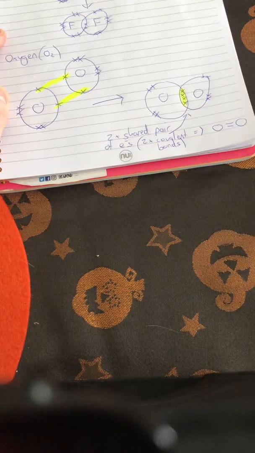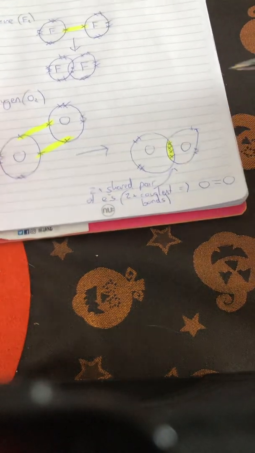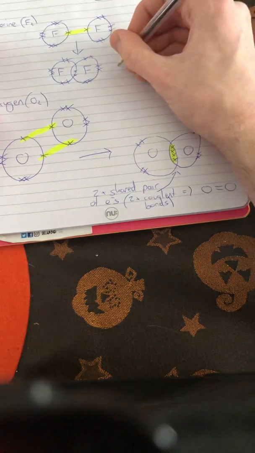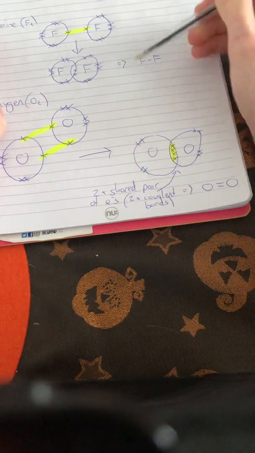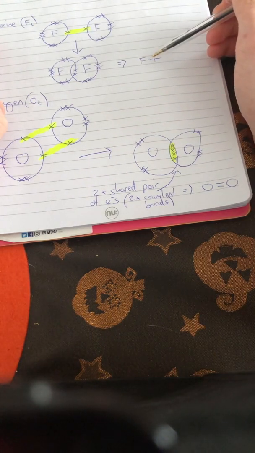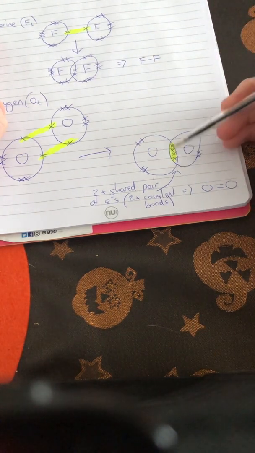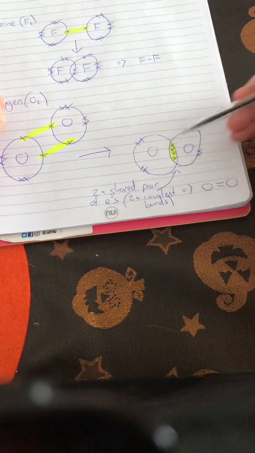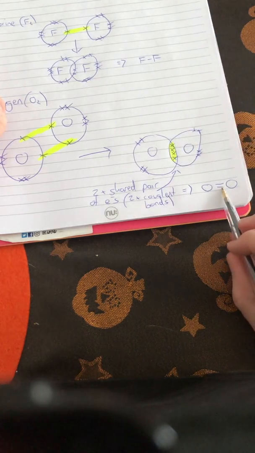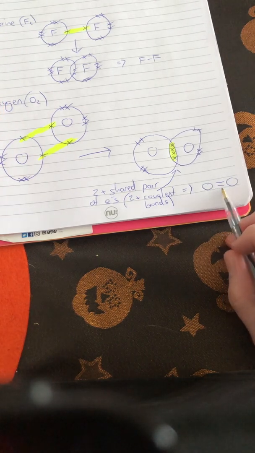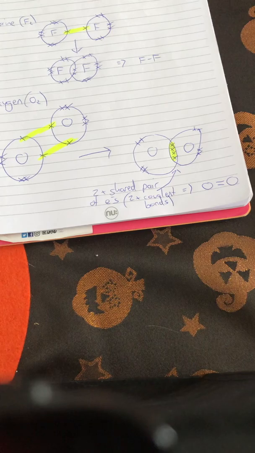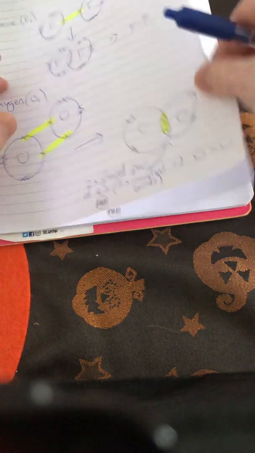So instead of a single covalent bond, because oxygen is sharing 2 shared pair of electrons, we call that a double covalent bond. Yeah, a double bond. Very tricky that. Okay, now as if this couldn't get any harder, it actually does.